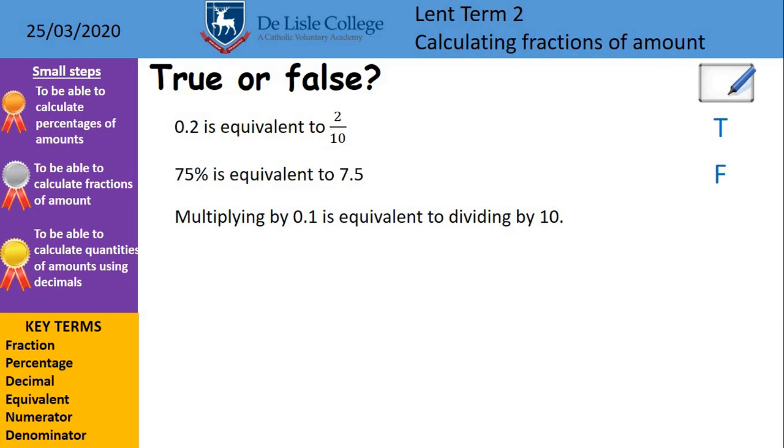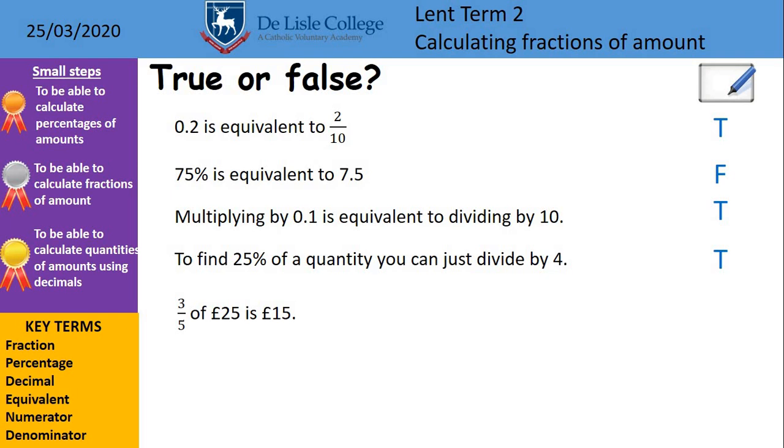Multiplying by 0.1 is equivalent to dividing by 10. True. 0.1 is equivalent to 1/10, which is the same as dividing by 10. To find 25% of a quantity, we can just divide by 4. True. We know that 25% is equivalent to 25 over 100, which is equivalent to 1/4, which is just dividing by 4.